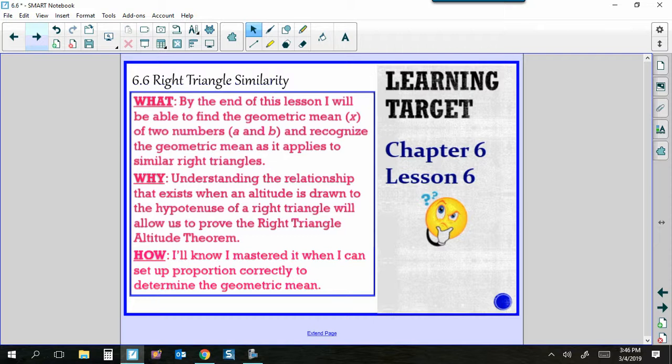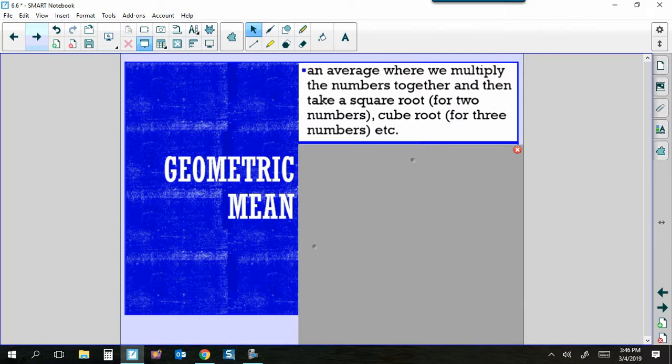It's very procedural. And again, the geometric mean. Basically, the mean is when you're finding a middle or an average of something. A geometric mean just means we're not just going to divide, we're also going to be doing some multiplying. So let's define geometric mean. A geometric mean is an average where we multiply the numbers together, and then we take the square root of those two numbers, or cube root if we're doing three numbers.